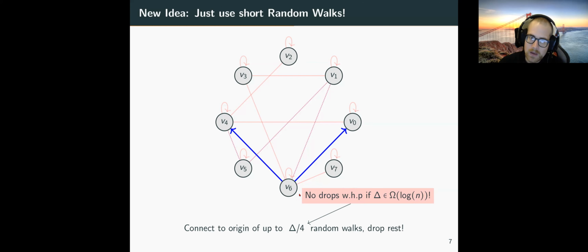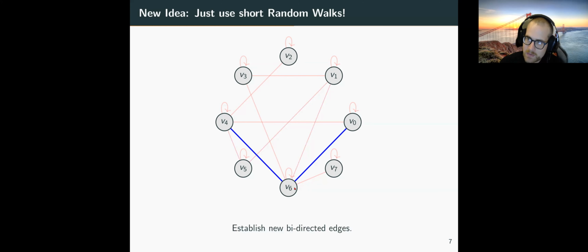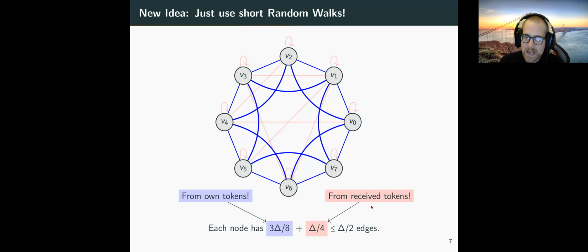So then if all tokens are used to create an edge, then all the origins of the token connect back to whoever receives the token. So we have bidirected edges. And if all nodes do that, we end up with a graph of degree smaller than delta divided by 2. Because each node has 3 times delta divided by 8 many tokens, which result from the tokens it sent out. So basically, it sends the token somewhere, and the endpoint created an edge back. And also, it has up to delta divided by 4 many edges, which are created through tokens that node received. So in total, it's always smaller than delta half.